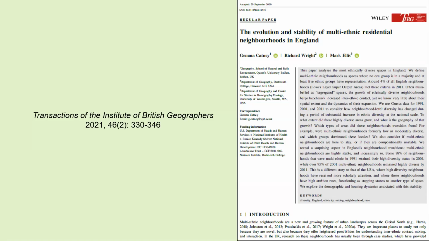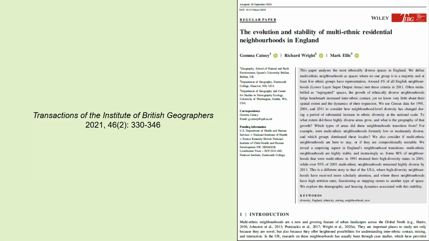It's just come out in Transactions, with my colleagues Richard Wright, who's at Dartmouth College, and Mark Ellis at UW, where we think more closely about multi-ethnic residential neighbourhoods, or high diversity residential neighbourhoods. And we think about their stability, which, as I wanted to comment, is relatively low in the US. For example, between 2000 and 2010, less than 50% of neighbourhoods classified as high diversity in 2000 retained that high diversity status by 2010.